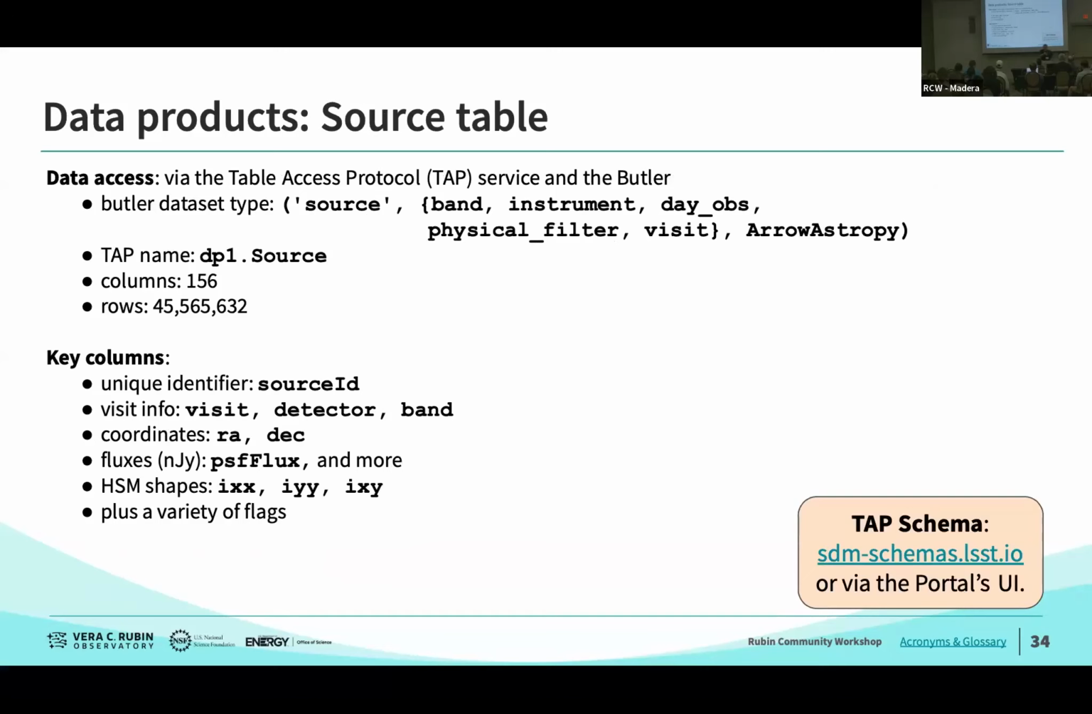Now, the source table is also accessible both via TAP and Butler. We do generally recommend using TAP. Some of the useful columns for this table include the source ID, so each individual detection will have its own identifying name. It also includes information about the visit, like the detector, many types of fluxes, HSM shapes, and flags.